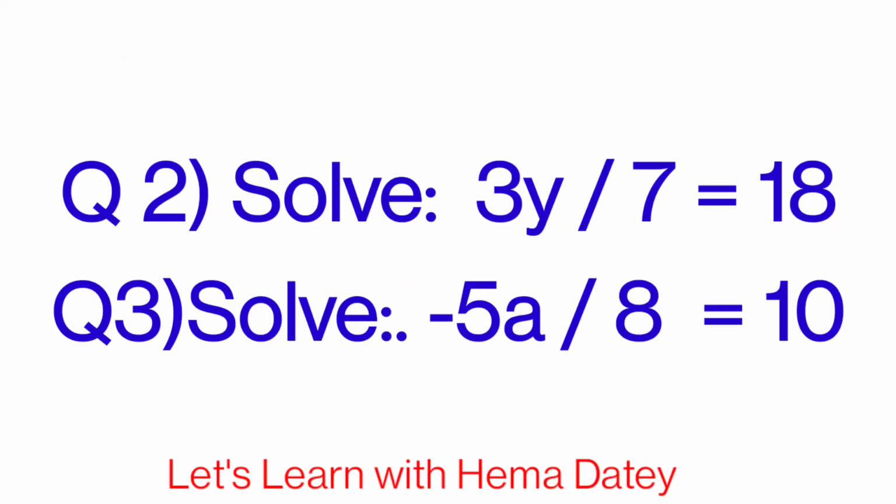Now you solve question number 2, 3y divided by 7 equals 18. Question number 3, minus 5a divided by 8 equals 10.